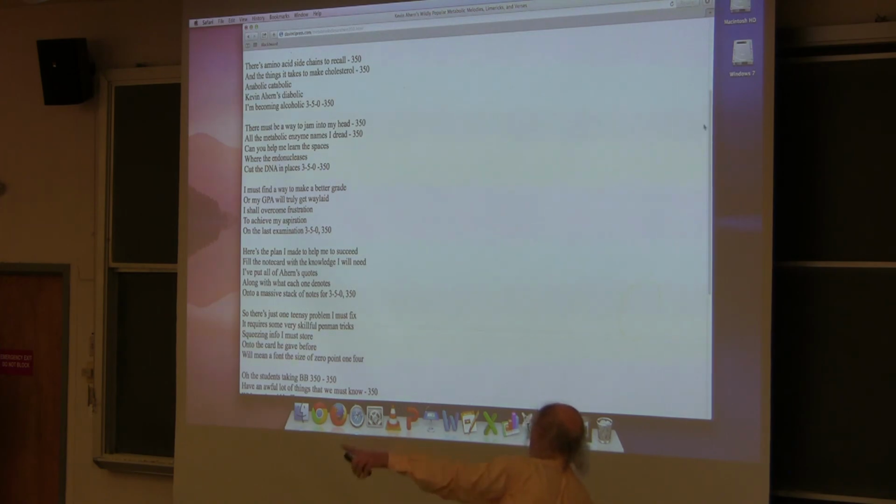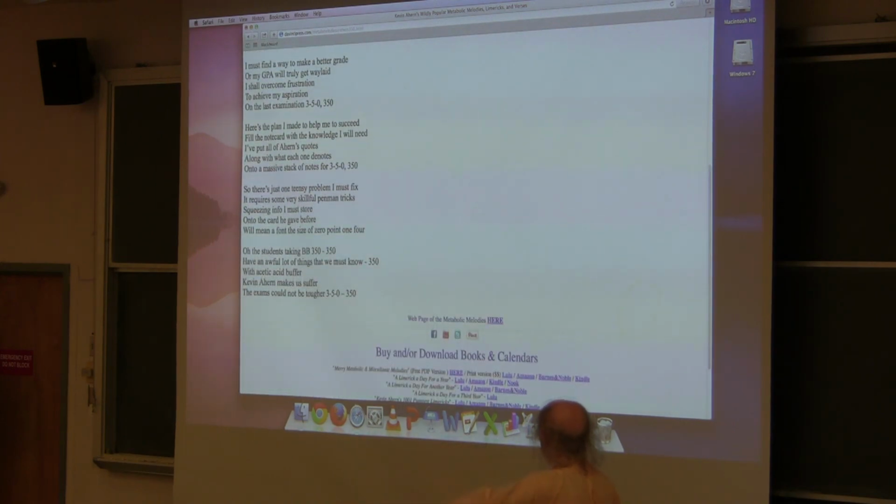350. Here's the plan I made to help me to succeed. Fill the note card with the knowledge I will need. I put all of Ahern's quotes along with what each one denotes onto a massive stack of notes for 350. There is just one teensy problem I must fix. It requires some very skillful penman tricks. Squeezing info I must store onto the card he gave before will mean a font the size of 0.14. Oh, the students taking BB350 have an awful lot of things that we must know. With acetic acid buffer, Kevin Ahern makes us suffer. The exam cannot be tougher.